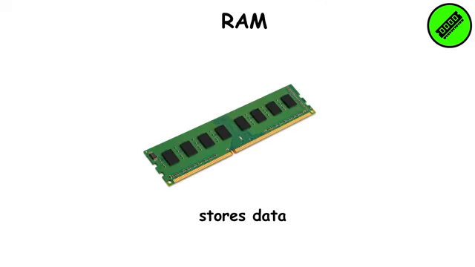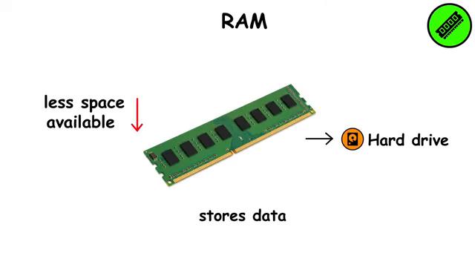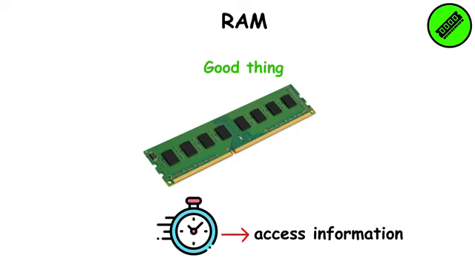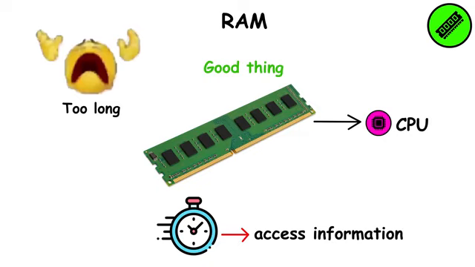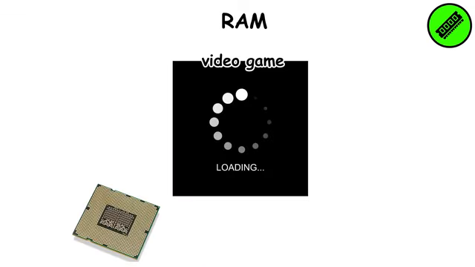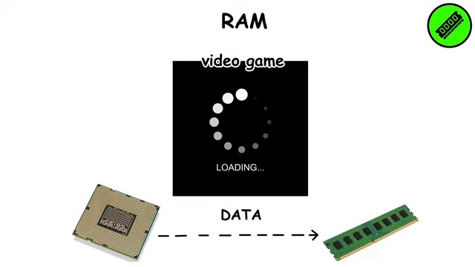The RAM stores data, just like the hard drive, but with much less space available. The good thing about the RAM is how fast it can access information, making it useful to quickly communicate to the CPU the information that would take too long for the hard drive to access. Every time you see a loading screen in a video game, it's because the CPU is taking the needed data from the hard drive to the RAM, so it can access it much more quickly when you're playing.